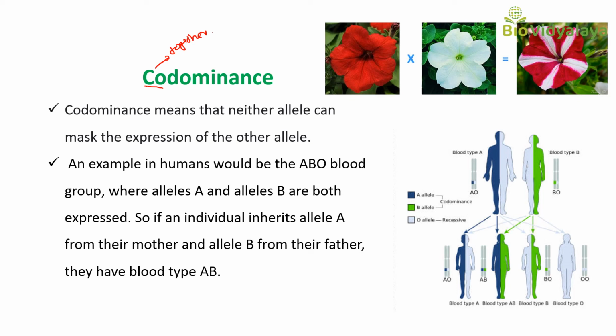An example from humans is the ABO blood group. If an individual inherits the A allele from the father and the B allele from the mother, the blood group of the individual will become AB. Here both the A and B alleles will express. Both the A and B traits are equally dominant. So the blood group is AB. In the case of codominance, neither allele can mask the expression of the other allele.